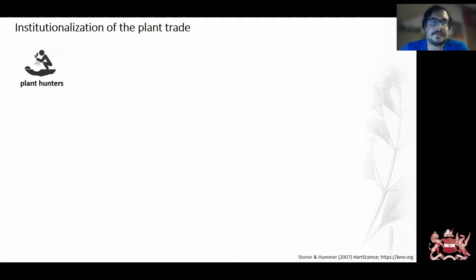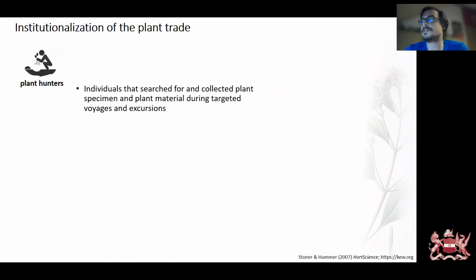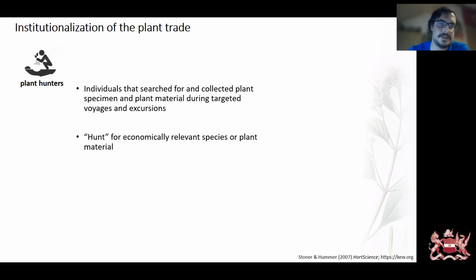Finally, to mention them, plant hunters. Plant hunters mainly were individuals that searched for or collected plant specimen and plant material during targeted voyages and excursions. The idea was to hunt for economically relevant species of plant material or also aesthetically pleasing species.